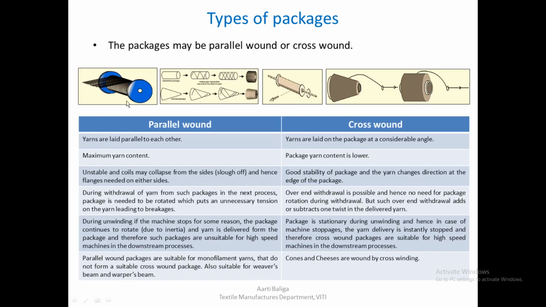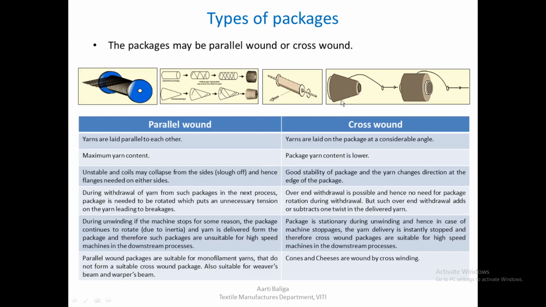In the first case, parallel wound, you have an unstable package that is formed, which is a disadvantage, and the coils might collapse from the sides, which is known as slough off, and hence in such a package you will always require flanges on either side. In the case of cross wound, there is a good stability of package and the yarn changes direction at the edge of the package. As you can see, it will reach the edge and again reverse its direction while it is winding.